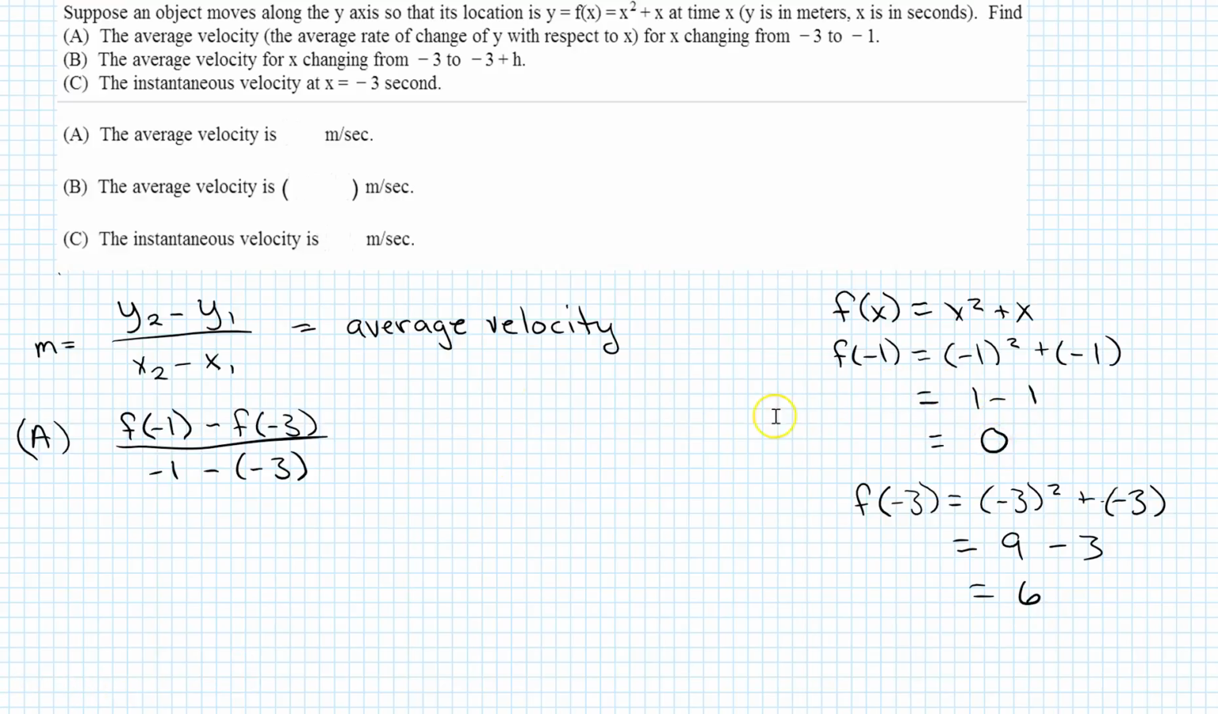So now I have all of the information that I need. I can plug in my f of -1 and my f of -3, and I already know that I have -1 and -3. My f of -1 was 0, minus my f of -3, which was 6, all over -1 plus 3, which gives me -6 over 2, which is -3. And so that is going to be our average velocity.